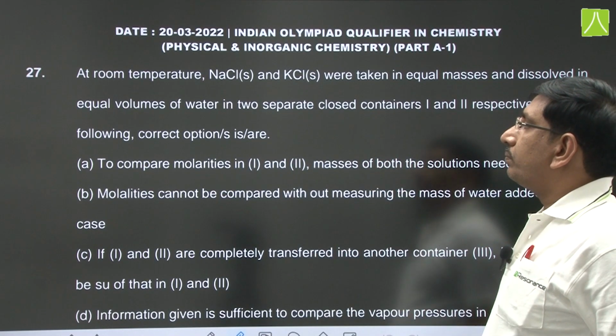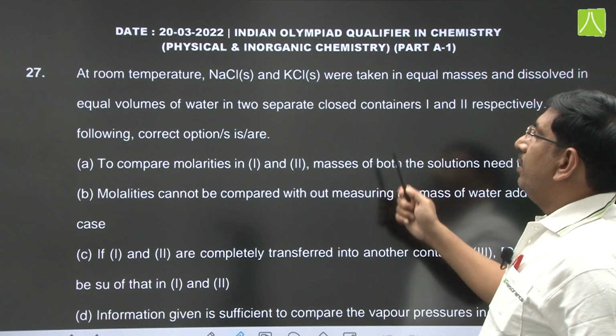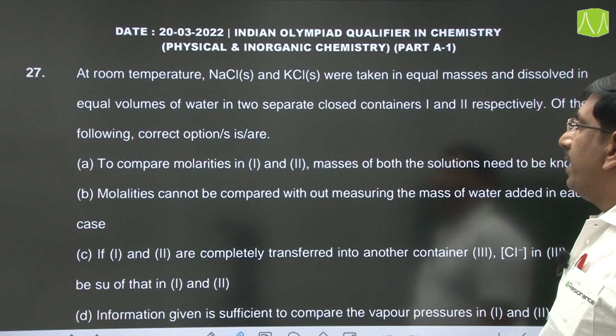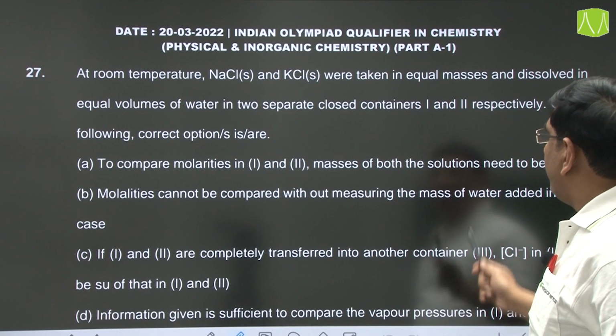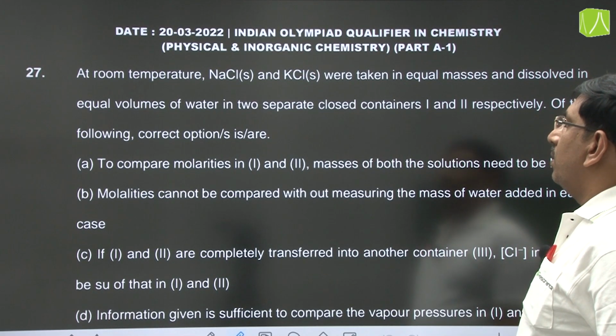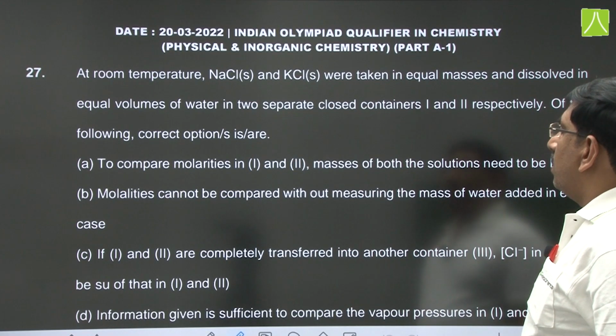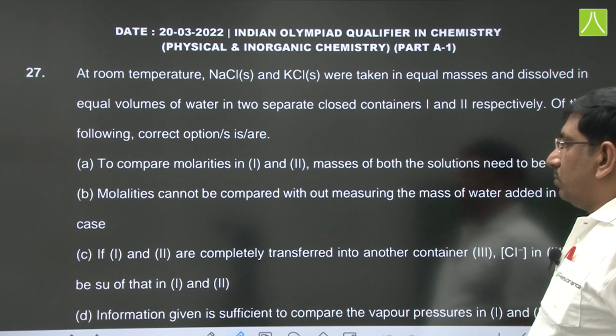Next one, 27th. At room temperature, NaCl and KCl were taken in equal masses and dissolved in equal volumes of water in two separate closed containers 1 and 2 respectively. Of the following, the correct option(s) is/are.